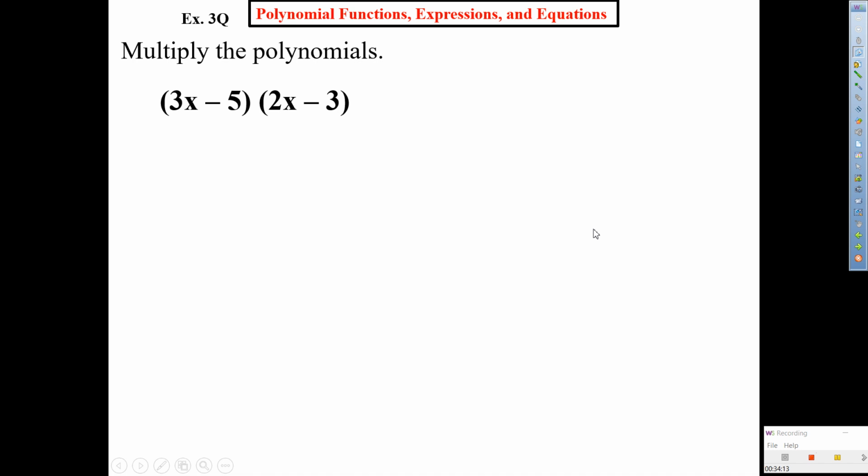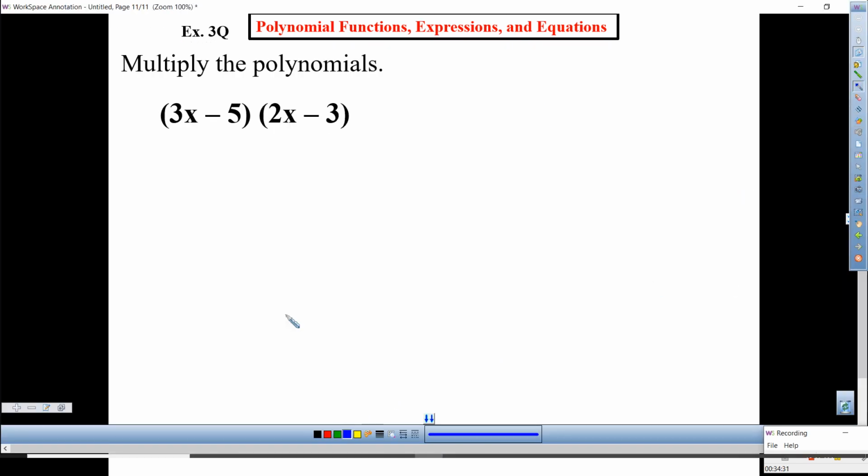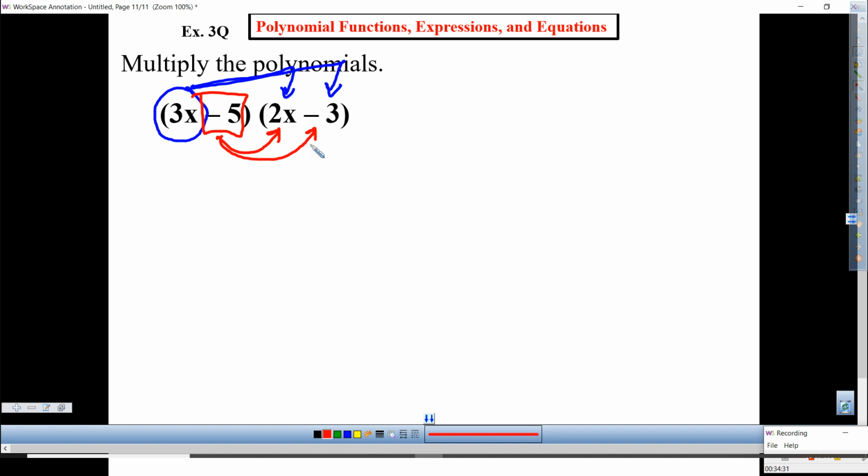Example 3Q. We got 3x minus 5 times 2x minus 3. All right? 3x minus 5 times 2x minus 3. And I'll get you started here. So I circle the first term times this and that. And then the second term times this and times that. Let's see how you do. Go.